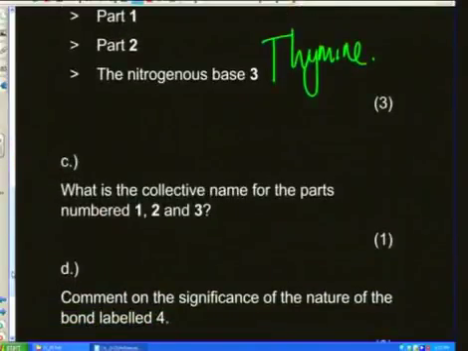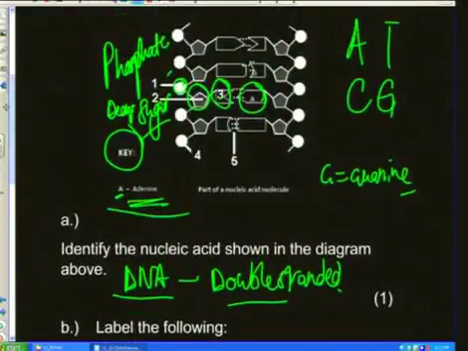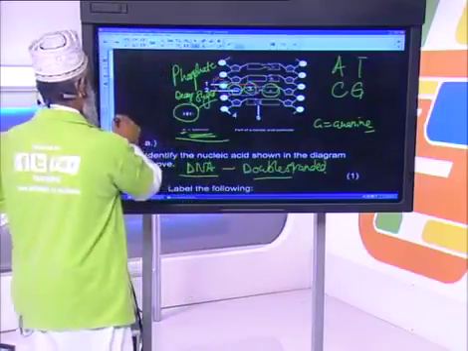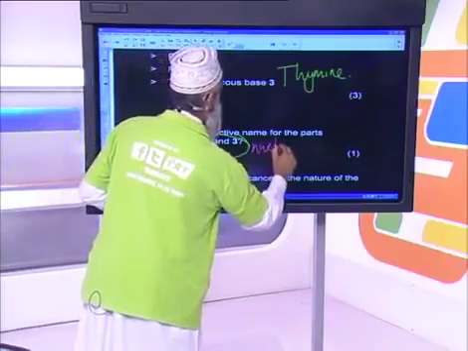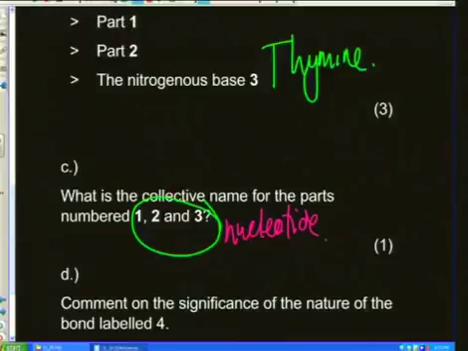What is the collective name for the parts numbered 1, 2, and 3? Let's go back. In other words, this one here, I'm going to use another color there for you. So we're talking about that part there. Let's just undo that. Okay. So we're talking about there, 1, 2, and 3. There you go. I said to you earlier, the name for that is called a nucleotide. Nucleotide. Good. Are we together, guys?